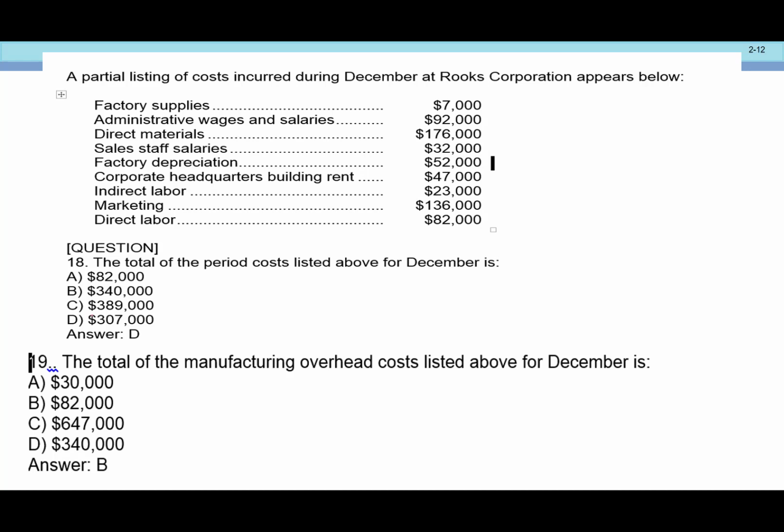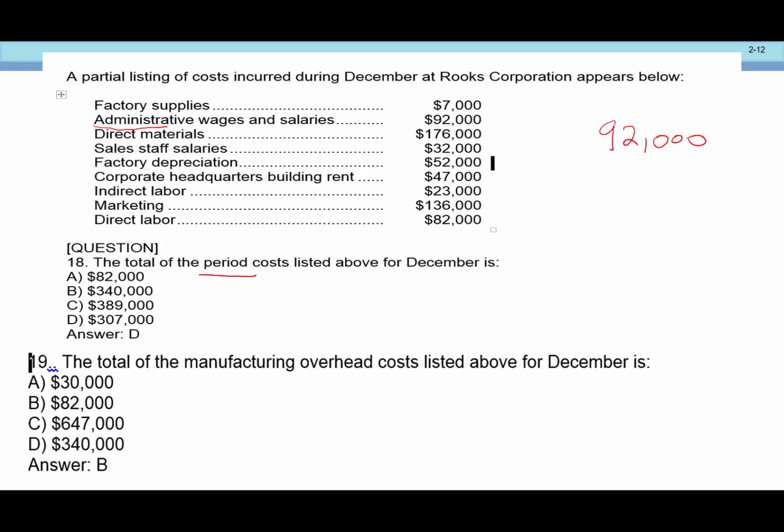Numbers. The total for the period costs. So now we have to sit here and pick out the list of period costs and add them up. How about factory supplies? A period cost? Factory supplies are manufacturing overhead, aren't they? They're part of my overhead. Supplies are usually small items, so we don't treat them as direct materials. It's the supplies like the grease that were used; the glue is a broad term for supplies. So no, that's a product cost. How about administrative wages and salaries? Yes. Administrative, so we've got to pick up that 92,000.